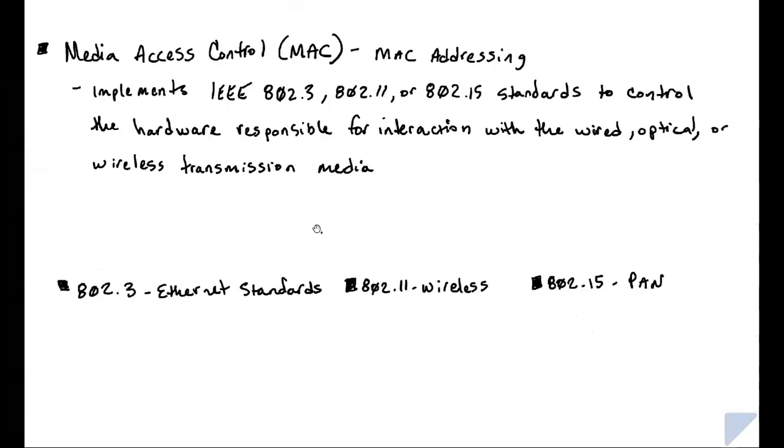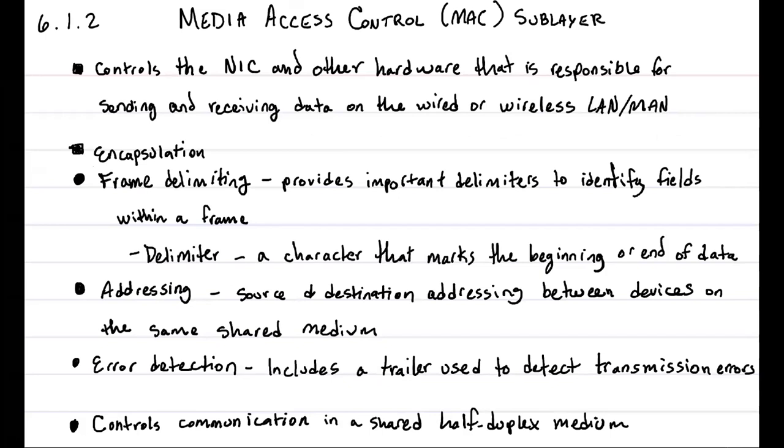Then you have the media access control, MAC, sublayer. It's in charge of the MAC addressing. So when you're adding the labels of the source MAC address and destination MAC address, the media access control sublayer is dealing with that. It implements the IEEE 802.3, 802.11, or 802.15 standards to control the hardware responsible for interacting with the wired, optical, or wireless transmission media. Again, the MAC sublayer controls the NIC and other hardware that is responsible for sending and receiving data on the wired or wireless local area networks or municipal area networks.